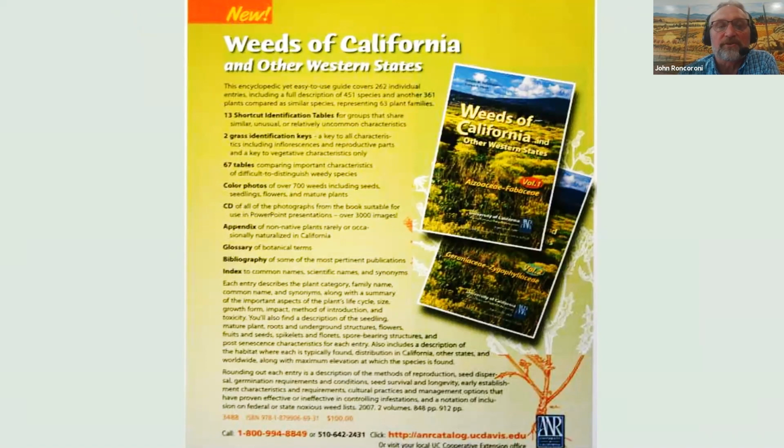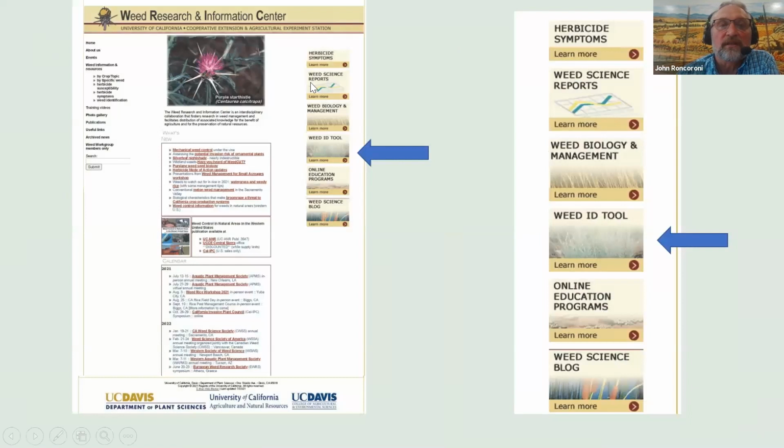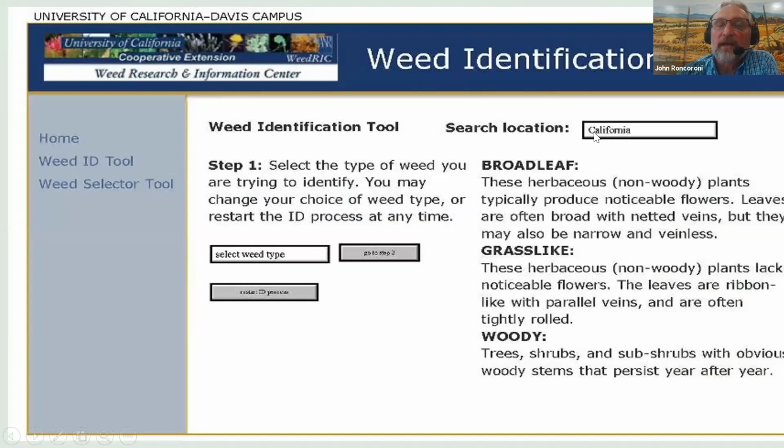Use an online expert system, and there may be more, but I'm very familiar with this one at the Weed Research and Information Center. You see here, when you go to the homepage, you'll see this toolbar on the side. And here we have the Weed ID tool. There are some other educational things you can have here. Once you go in there, you find this, and then you search the location. And now we have several states.